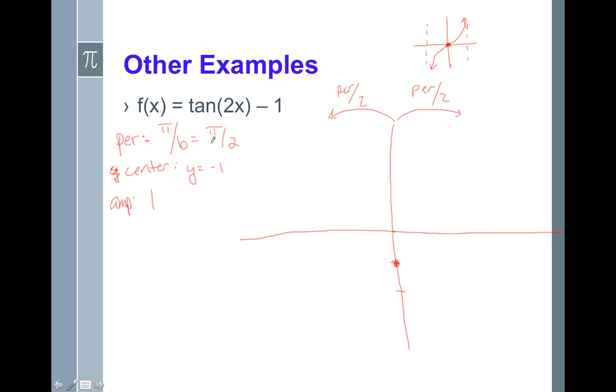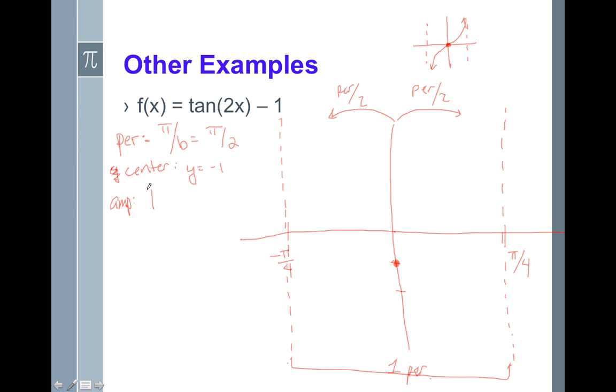Well, since my period is pi halves, I need to come this direction pi fourths, and go this direction pi fourths around my center. And what that does is it finds my 2 asymptotes, because the distance between 2 asymptotes is 1 period. I will draw that right here. The distance between these is 1 period between 2 asymptotes.